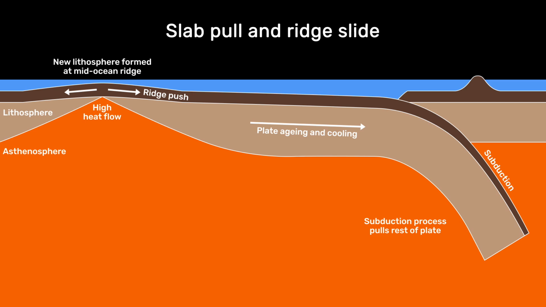It's not an active push. It's the fact that the oceanic lithospheric plates are getting heavier due to gravity, and they're sliding away from the mid-ocean ridge. So probably a better term is ridge slide or ridge glide or something like that. So we've got these two mechanisms, the slab pull and the ridge slide, let's say.